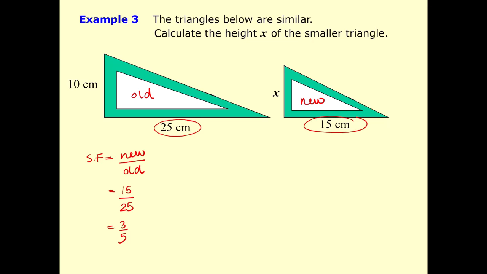So now that we have our scale factor, we can calculate x. So our corresponding side to x is 10. And we're going to multiply 10 by our scale factor. Okay, and once you've done that, that is equal to 6 centimetres.